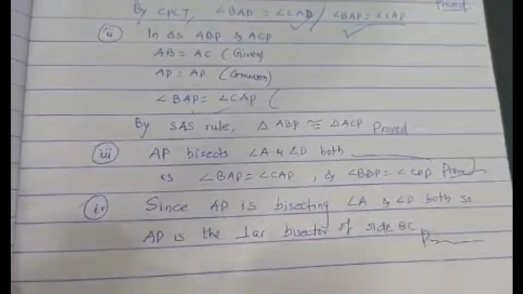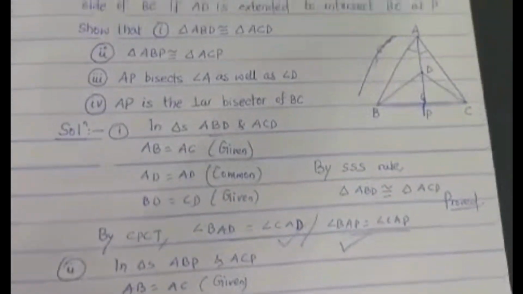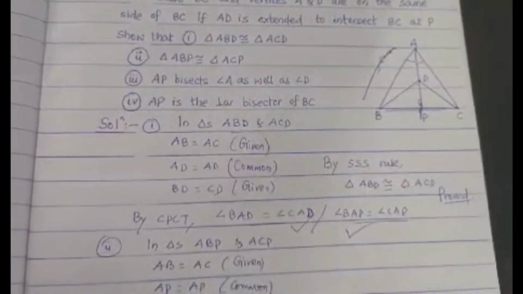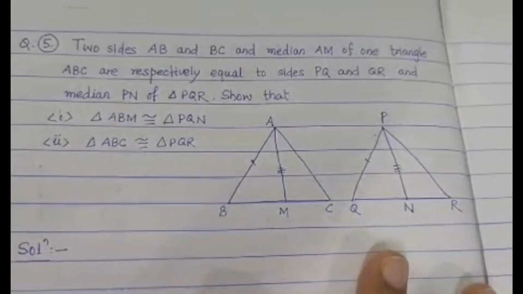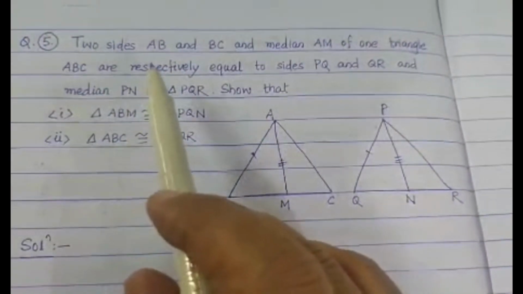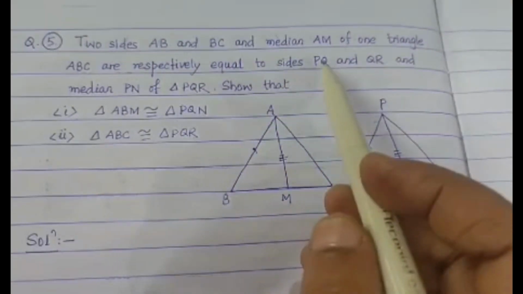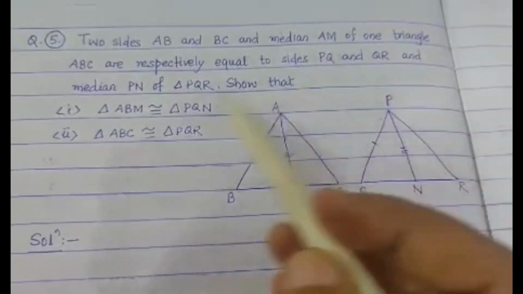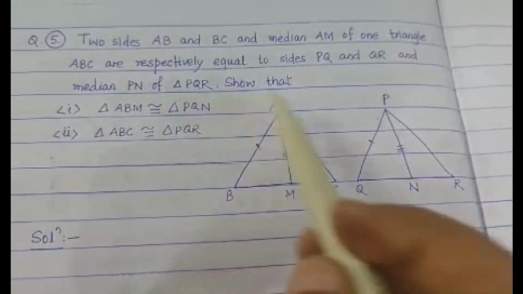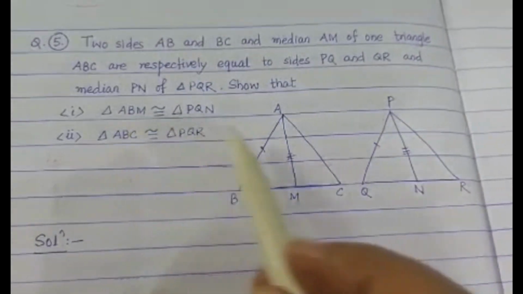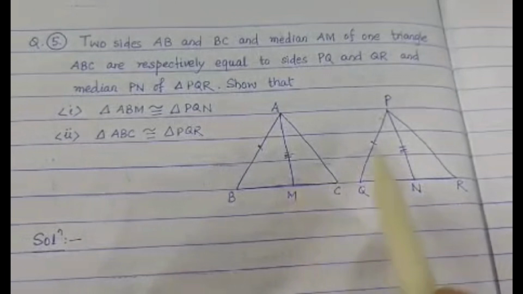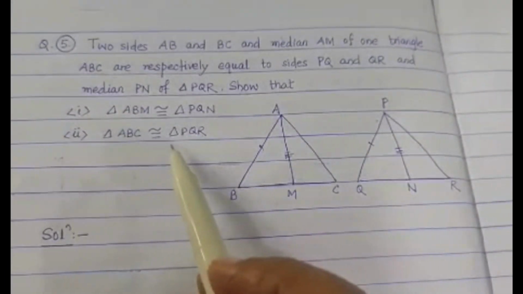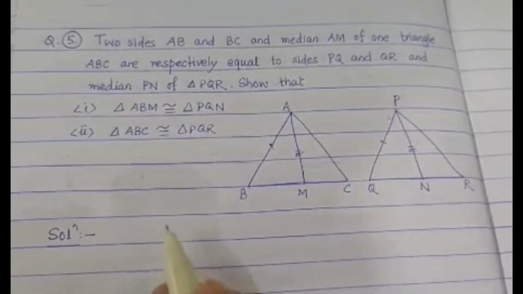All right. So I hope this question is also clear. Let's move on. So let's solve this question. Two sides AB and BC and median AM of one triangle ABC are respectively equal to sides PQ and QR and median PN of triangle PQR. Show that triangle ABM is congruent to triangle PQN, and triangle ABC is congruent to triangle PQR. We will solve it.